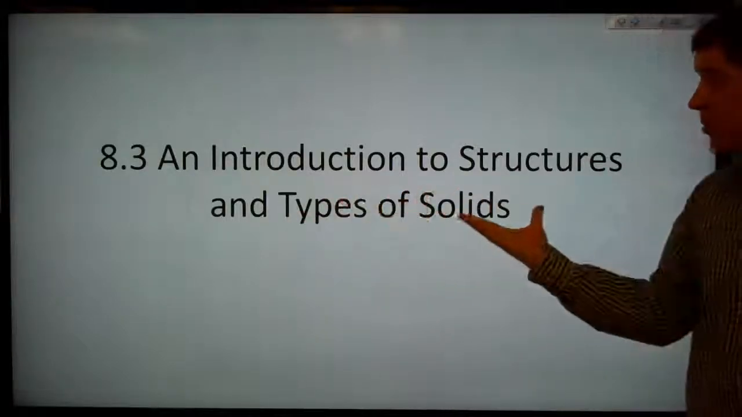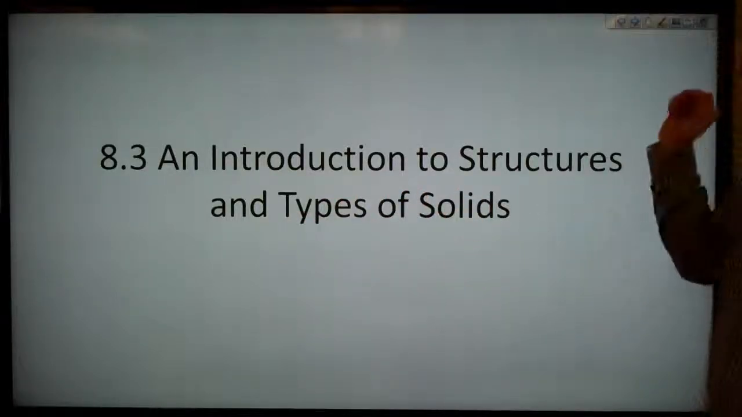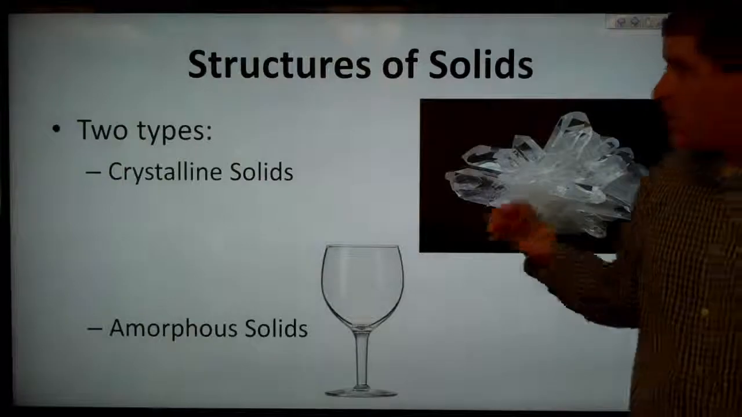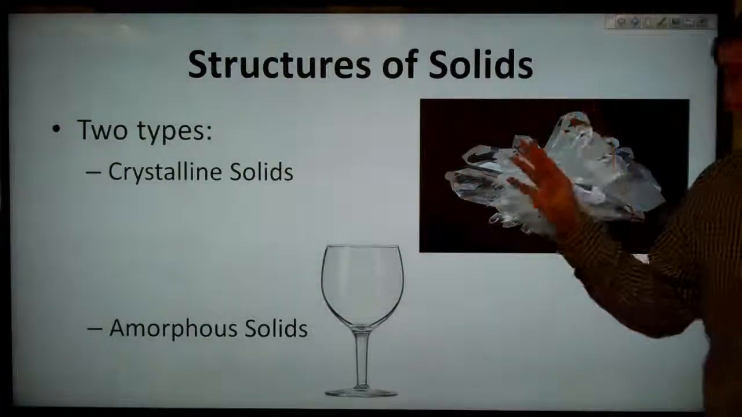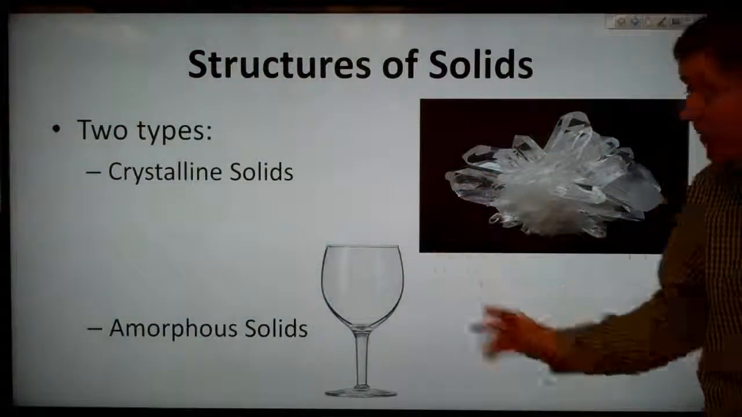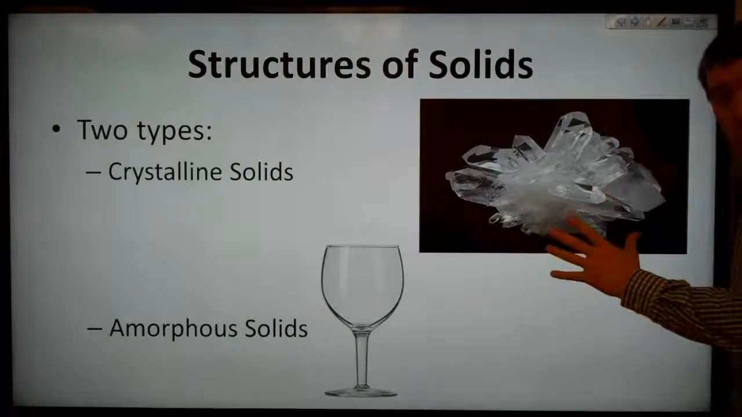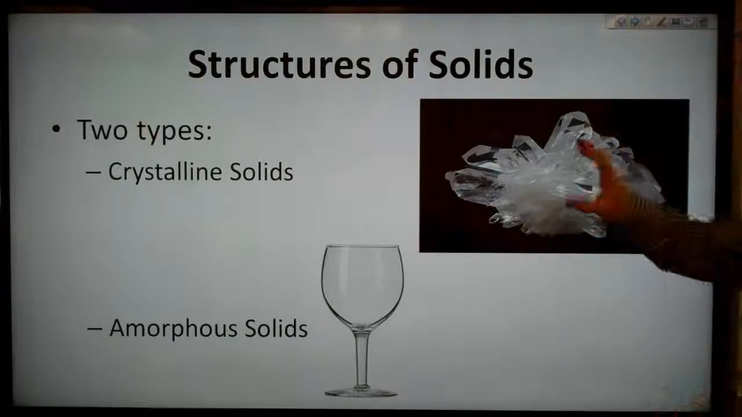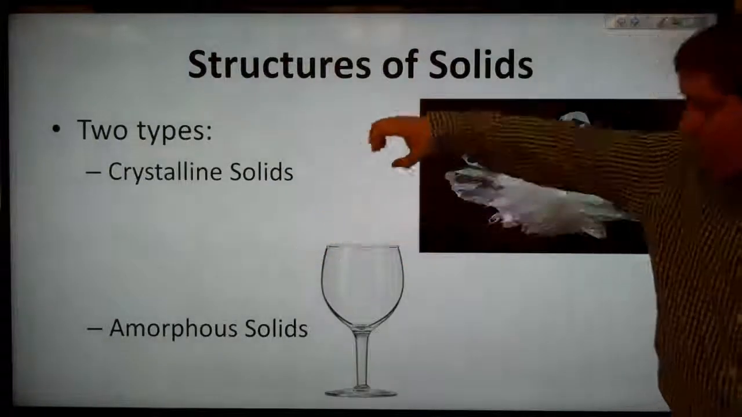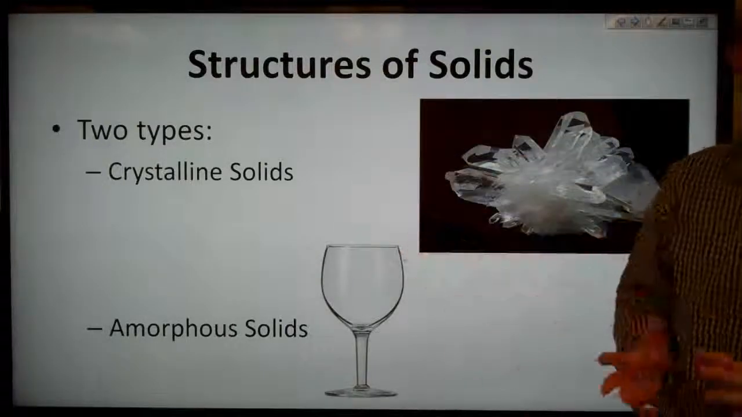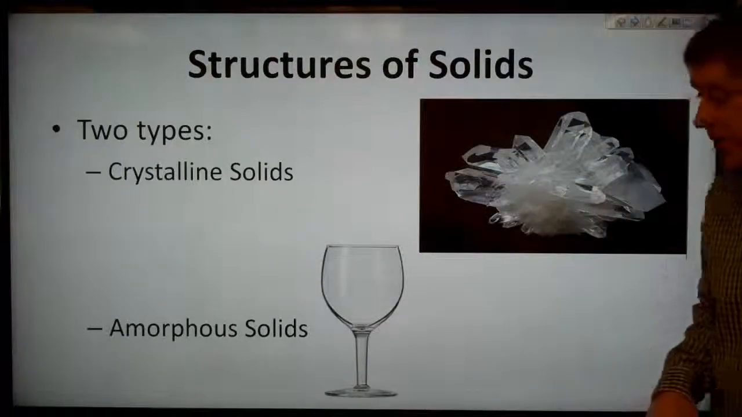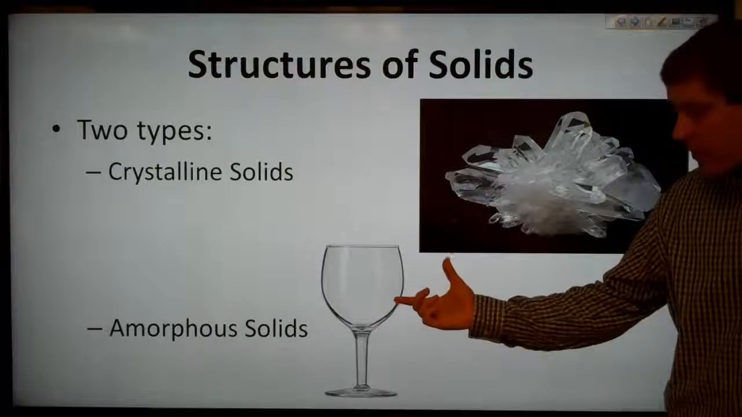Welcome to an introduction to structures and types of solids. So, we have two main types of solids. We have crystalline solids that look something like this, so something like sodium chloride, let's say, that forms a crystal. And then we have amorphous solids, something like glass, that we can shape into various shapes.